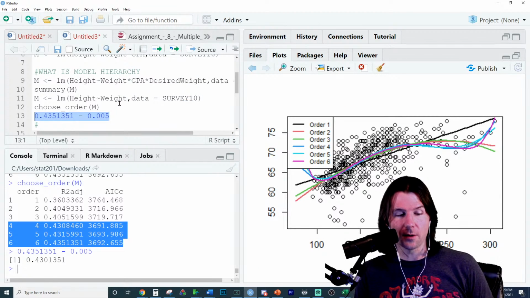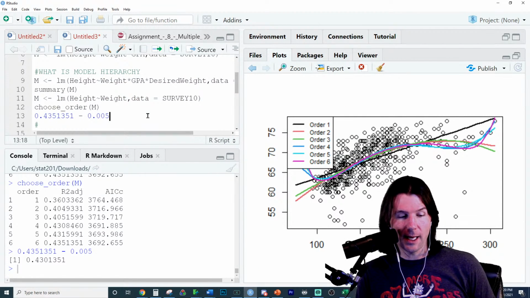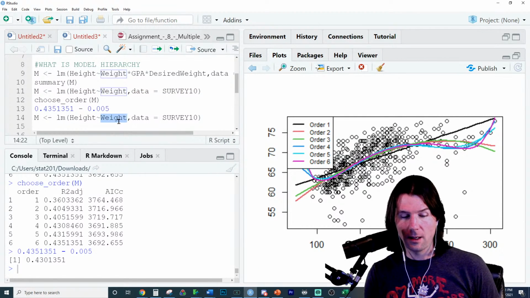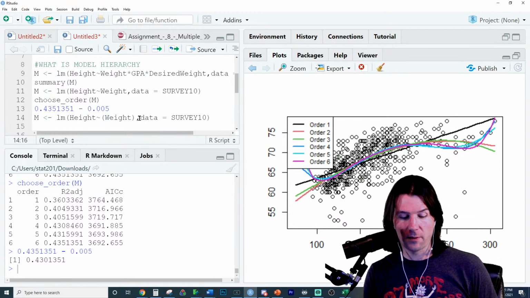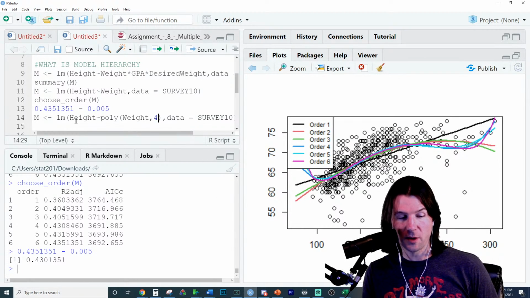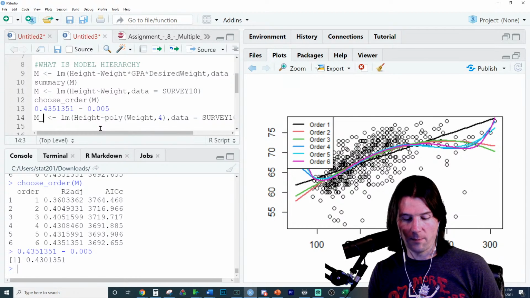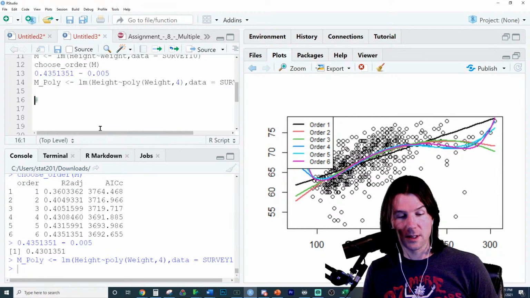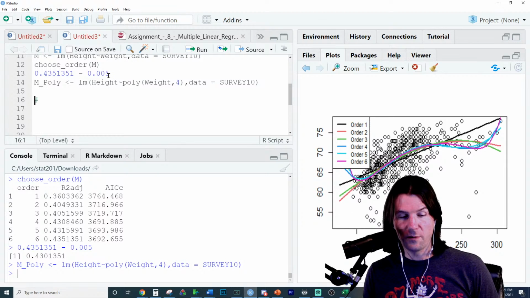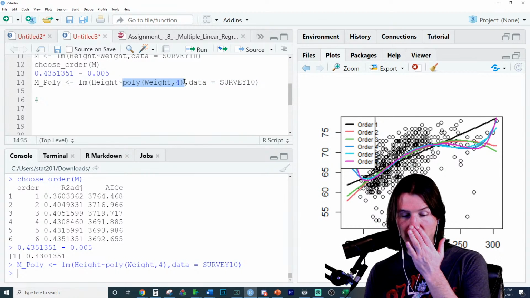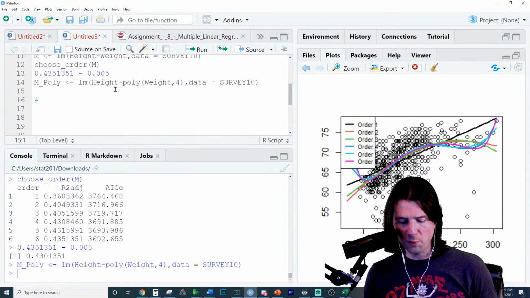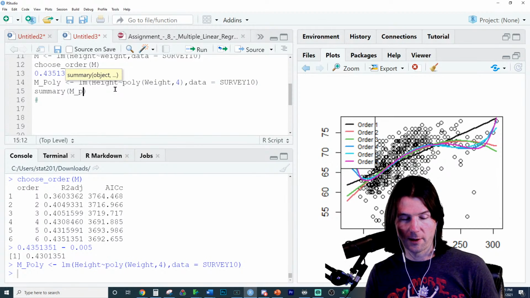So then how do we build this model? Well, we're going to take this model we already have and adjust it by taking the weight variable and putting it inside of the poly function. The poly function allows us to raise things to a polynomial degree, and let's call this m poly. And that creates the poly model right there. So the function poly creates polynomials, and I'm 99% sure it carries through model hierarchy. We'll find out the hard way if it carries model hierarchy or not.